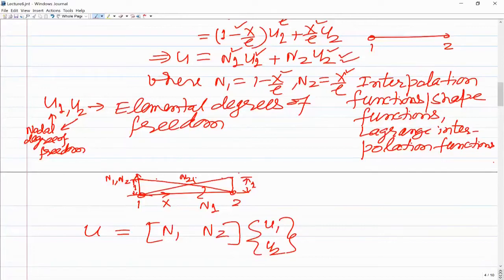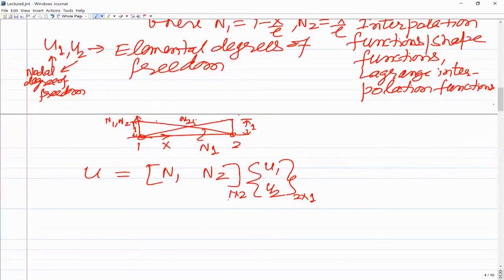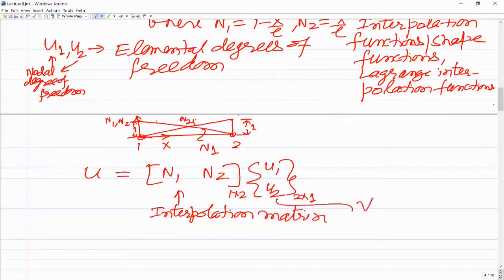And the right side is always going to be the vector of elemental degrees of freedom. So we will always be arranging that as a vector. So this is a 1 by 2 matrix, and this is a 2 by 1 vector. That is one row and two columns over here, and two rows and one column over here. So this is known as the interpolation matrix. It is given a notation, so I will be talking about that notation. And this is the vector of elemental degrees of freedom.